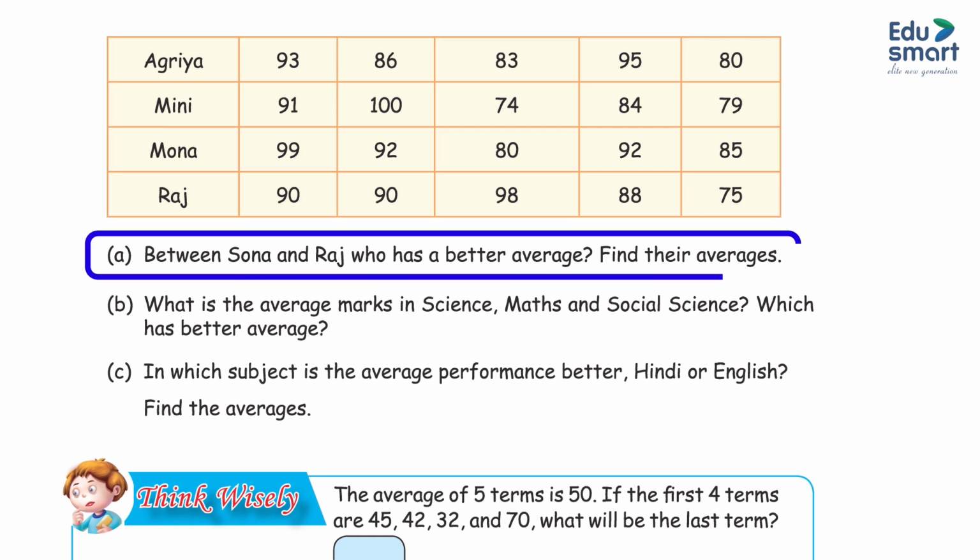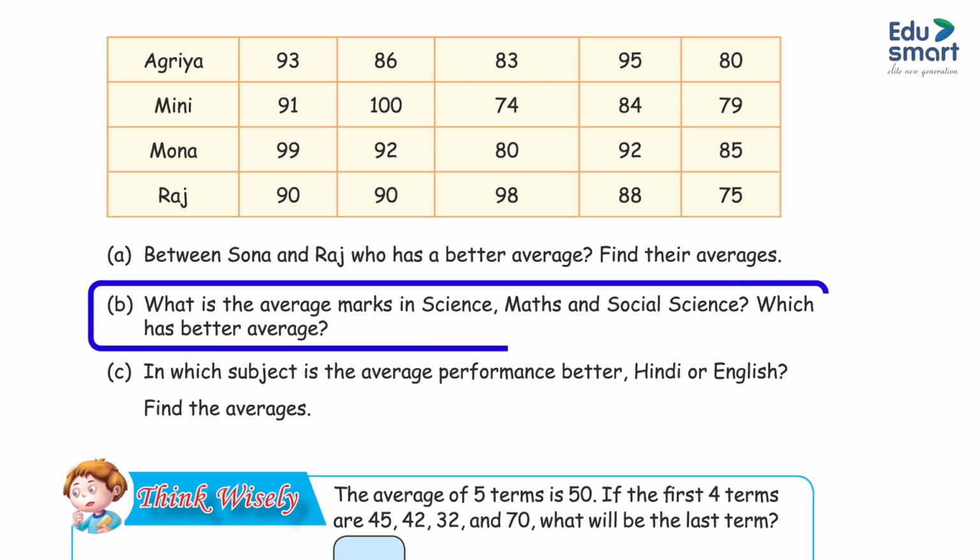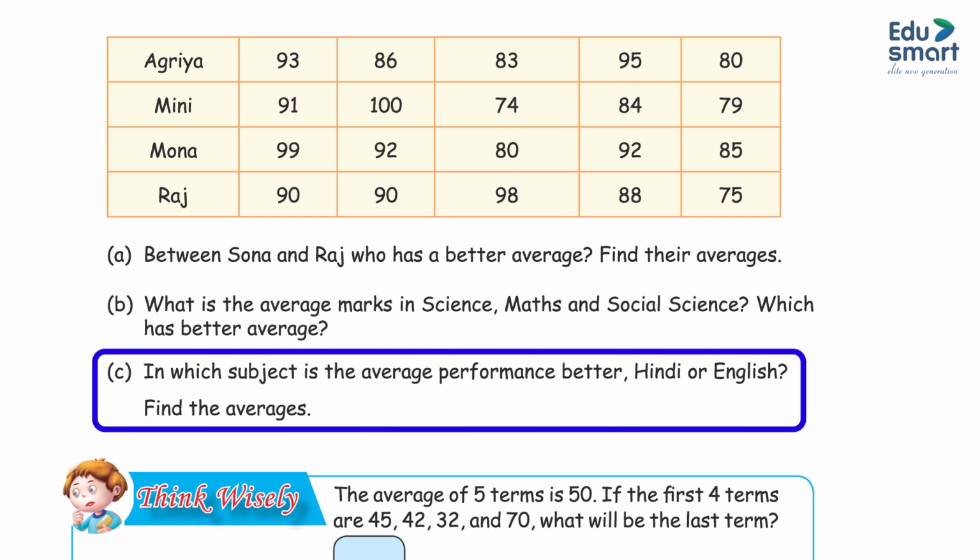A. Between Sona and Raj, who has a better average? Find their averages. Answer Sona. B. What is the average marks in science, maths and social science? Which has better average? Answer Science. C. In which subject is the average performance better, Hindi or English? Find the averages. Answer English.